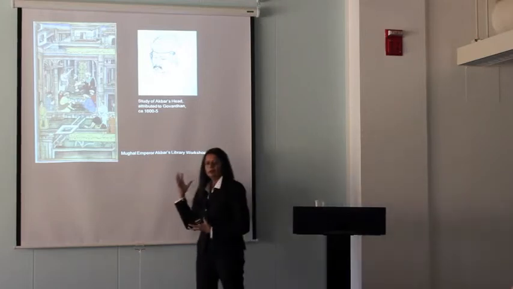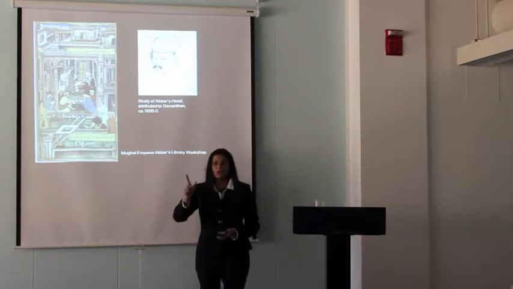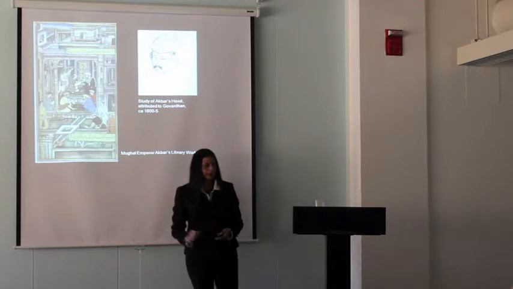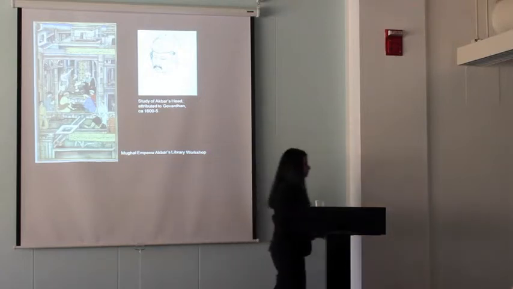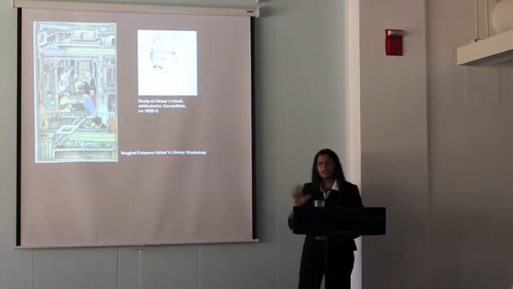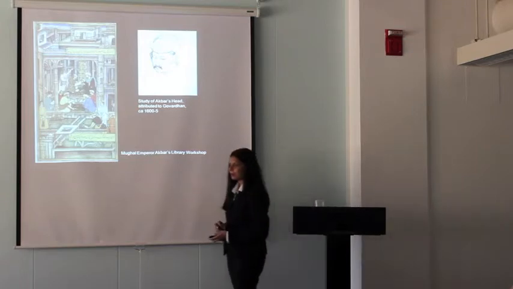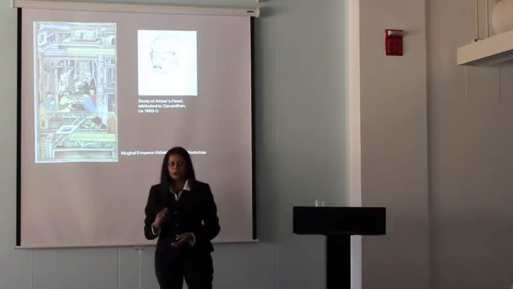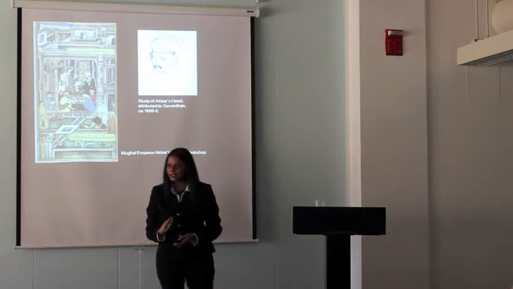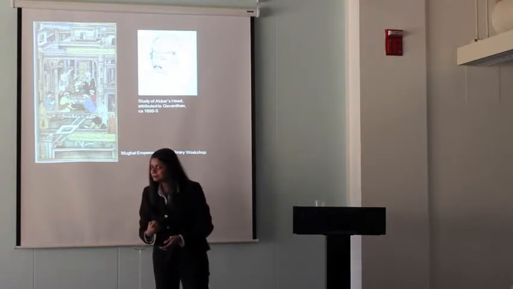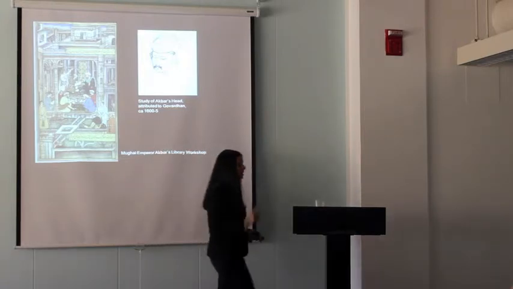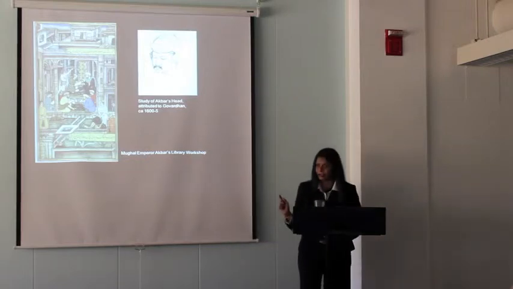And all the emperors had their own workshop and library. Problem is, we know a lot about the workshops, the artists, etc. But we do not know what these libraries actually looked like. They were all personal libraries. I've never seen a plan. I would die for a plan of Akbar's library.